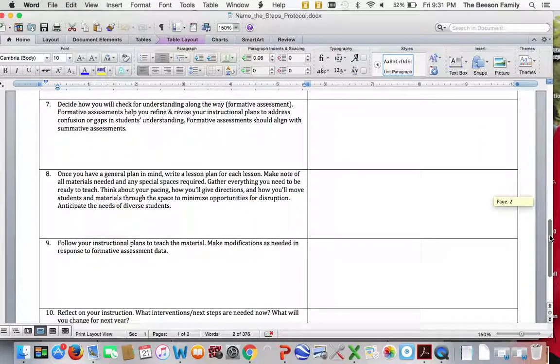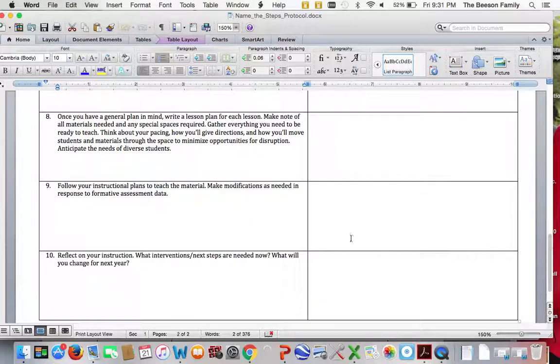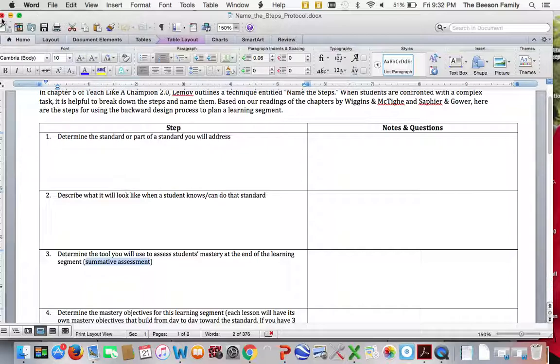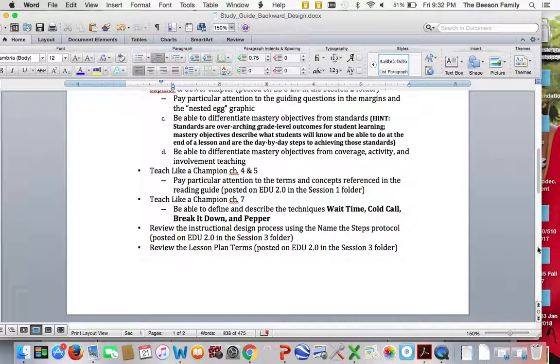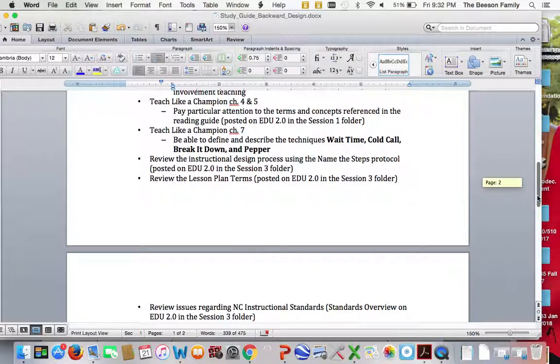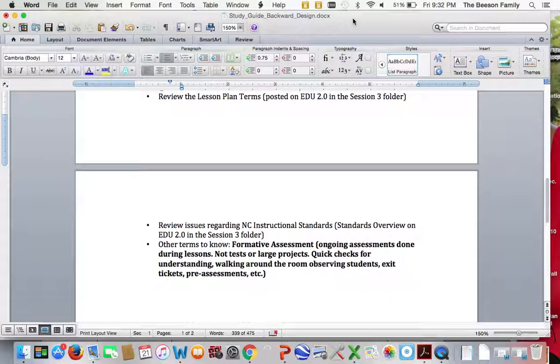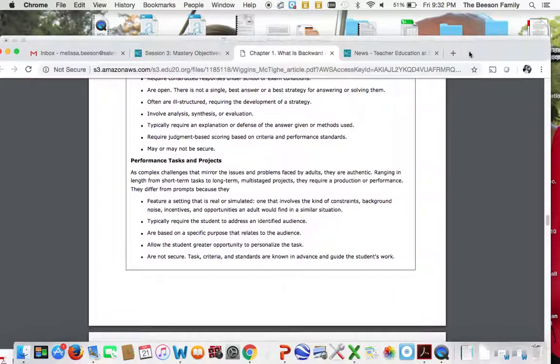Then you'll start writing your lesson plans. Then you'll teach your lesson, and of course you'll reflect on your lesson and see what you can change. And those are the things that we're going to talk more about. Okay? So I'm going to keep going because I know this is already getting long. Review the lesson plan terms, which I also have up.